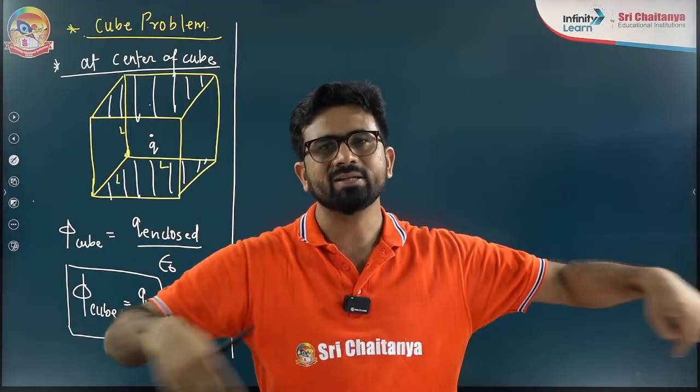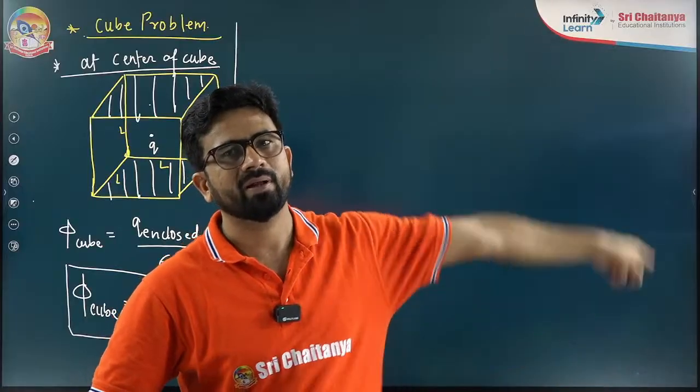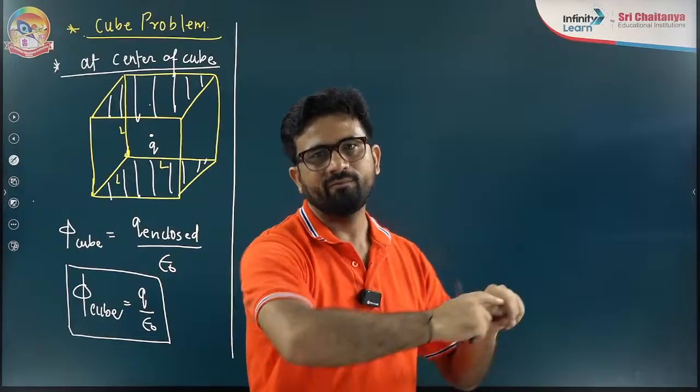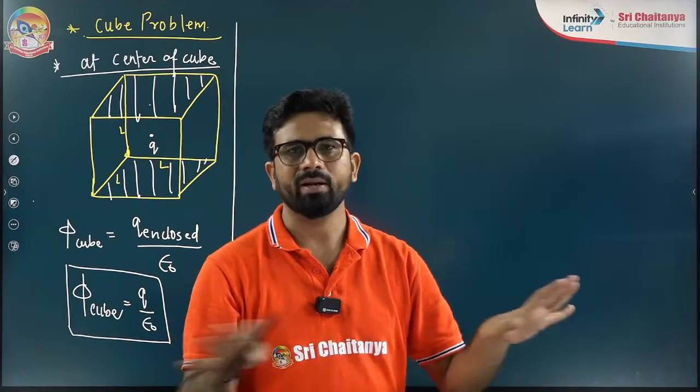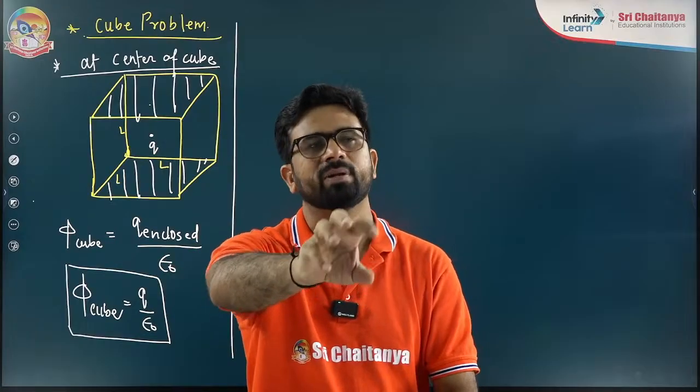If you take a cube of side length L, this length is L, this width is L, and this height is L. All are equal. At the center, suppose a charge q is placed, beta.